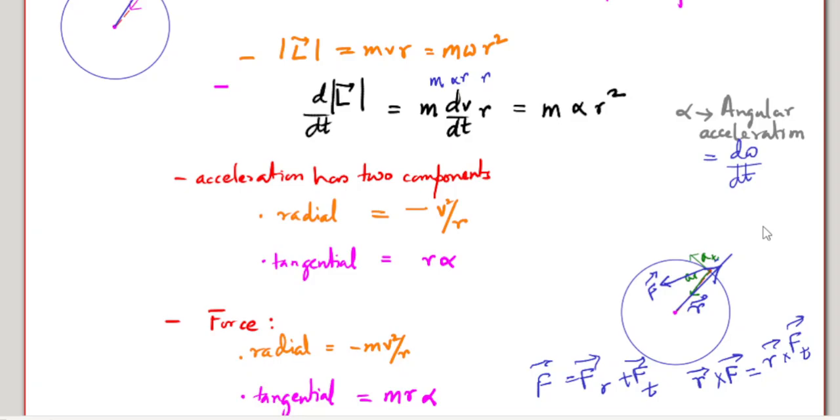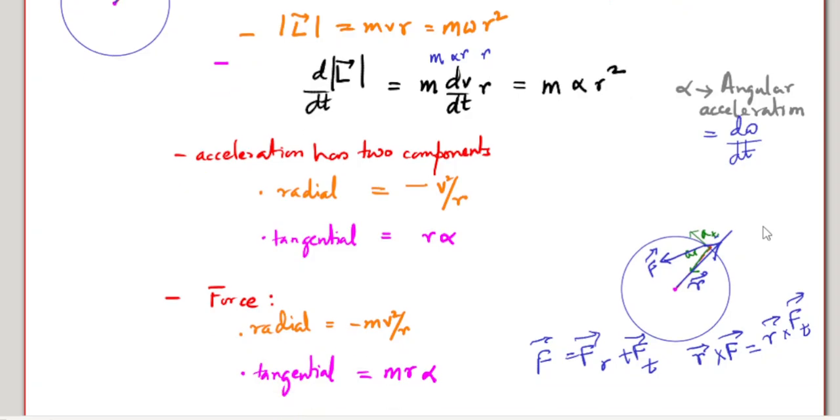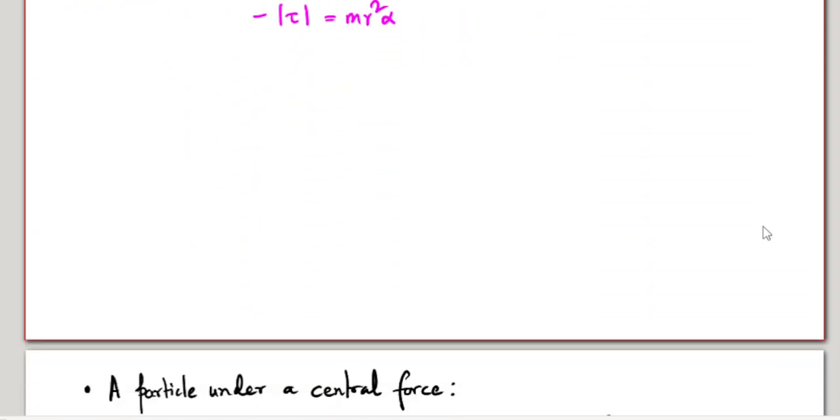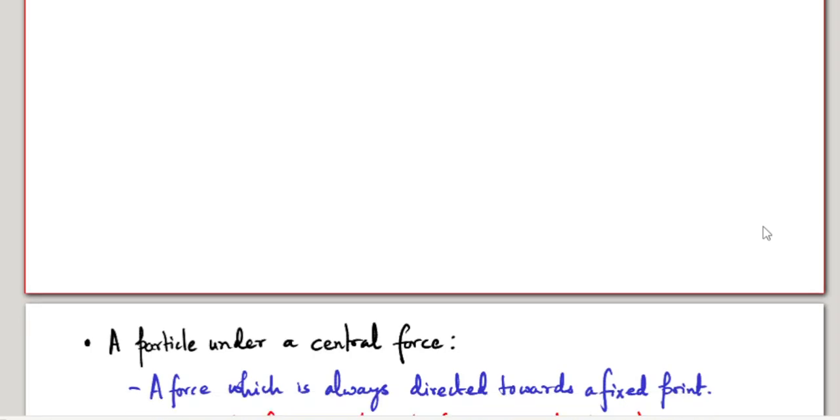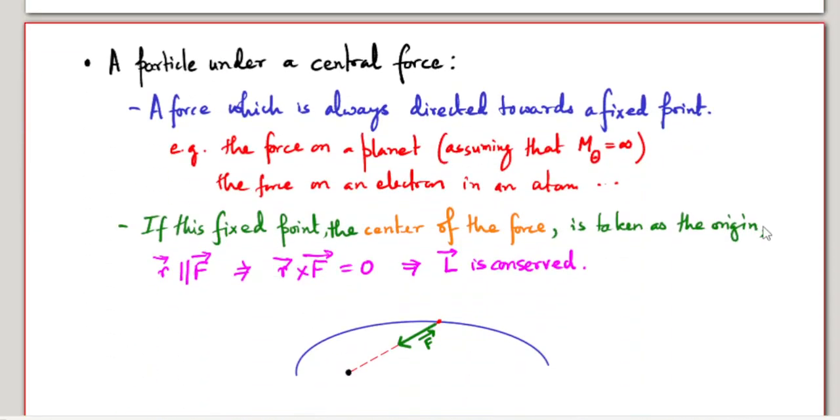Our final example is going to be a lot more non-trivial than this. We will actually have a lot more to say about this example later on once the course progresses. And this one is the situation of a particle under what is called a central force. Now, what is a central force?